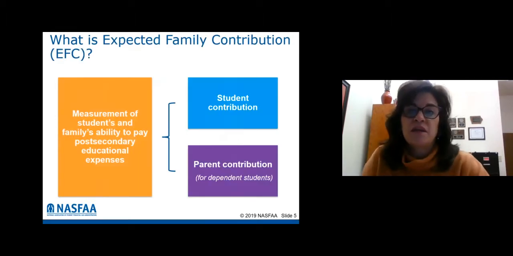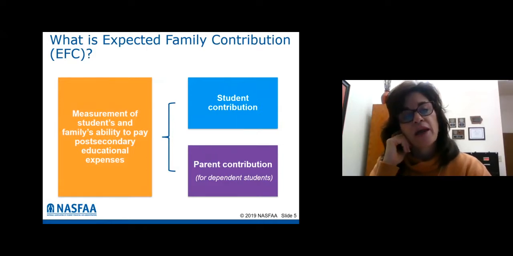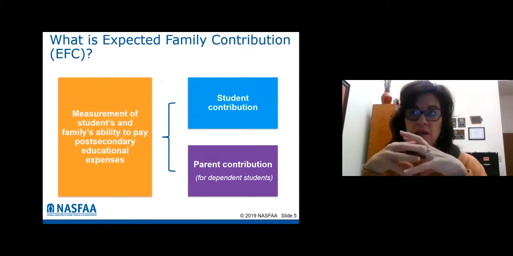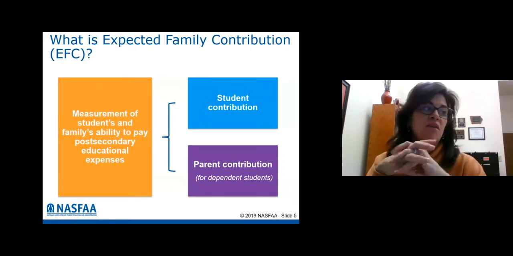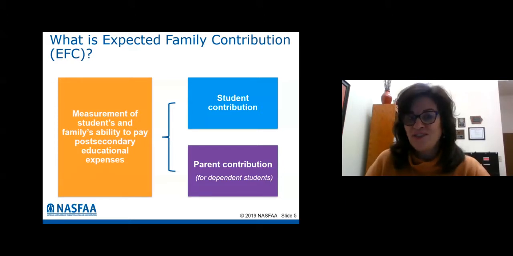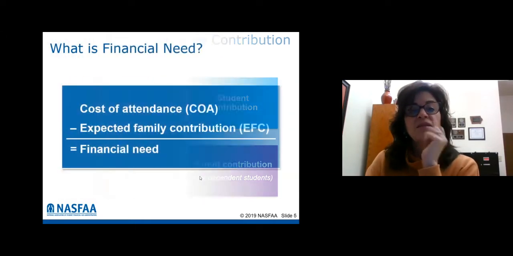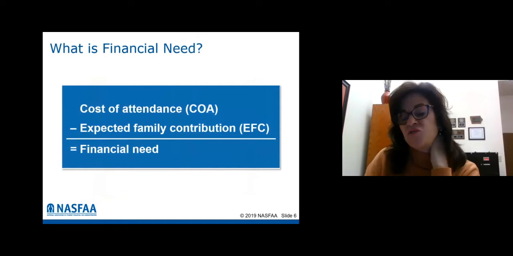Expected family contribution is a number that you're going to hear a lot, and that is when you fill out your student's FAFSA, you're going to get back an expected family contribution. The EFC, or expected family contribution, is really the amount that the federal government expects you and your student to pay in this year. So it's your ability to pay this year. That's why you do a new FAFSA every year, because it's remeasured every year. It's basically a snapshot of your family's financial situation as it exists today. That includes a student contribution and a parent contribution, which is why when you do the FAFSA, you're going to input demographic and financial data about both parties. Cost of attendance minus the expected family contribution gives you financial need.